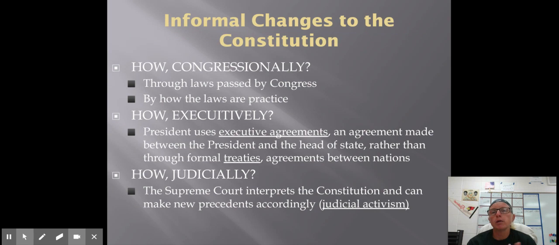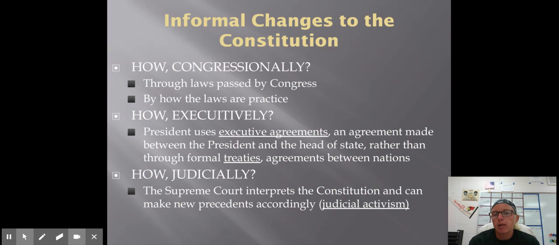There are also informal changes to the Constitution. The way that it can be done at the branches. And what that means is they do stuff that has to do with the Constitution, but isn't in the Constitution as a formal amendment. So Congress can do that by passing laws. When they passed Obamacare or the Affordable Care Act, that's not an amendment to the Constitution. It's just a law that they created.